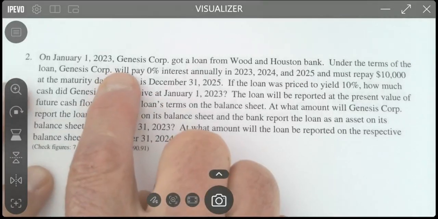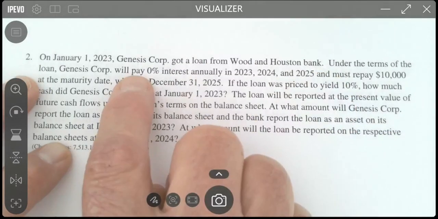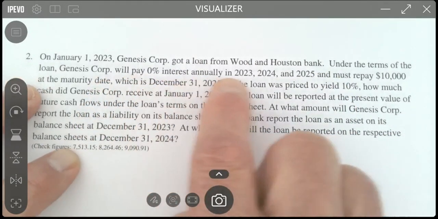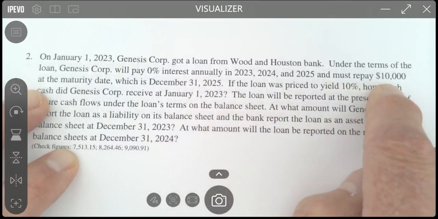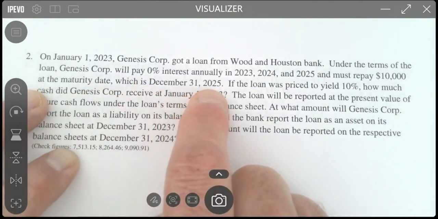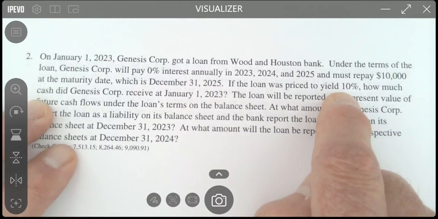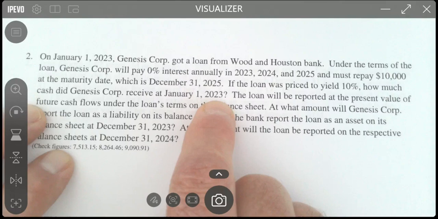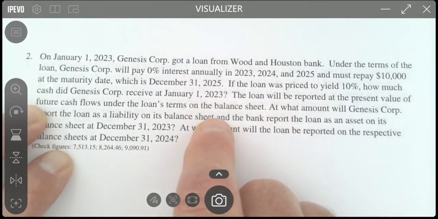On January 1, 2023, Genesis Corp. got a loan from Wood and Houston Bank. Under the terms of the loan, Genesis Corp. will pay 0% interest annually in 2023, 2024, and 2025, and then must pay $10,000 at the maturity date, which is December 31, 2025. If the loan was priced to yield 10%, how much did Genesis Corp. receive at January 1, 2023, if it was priced by the bank to yield 10%?